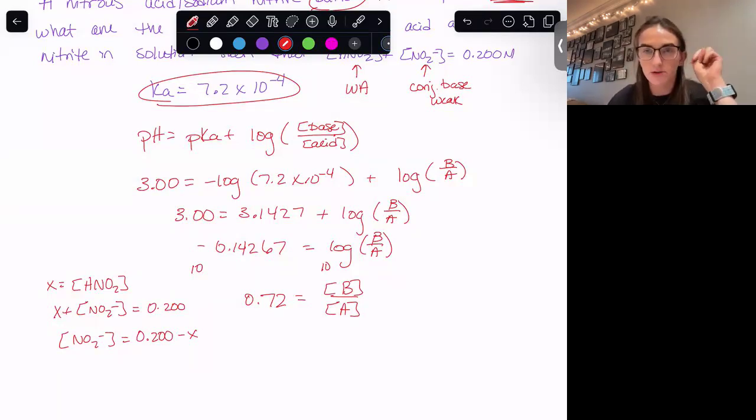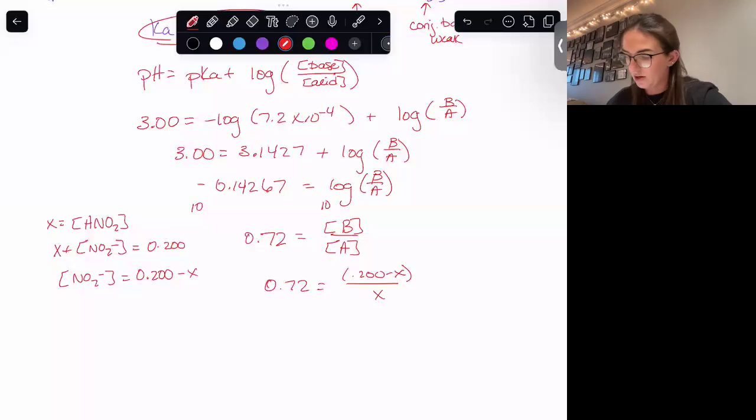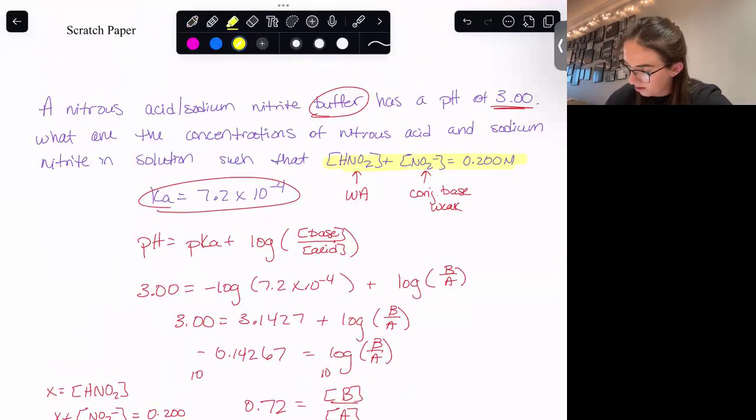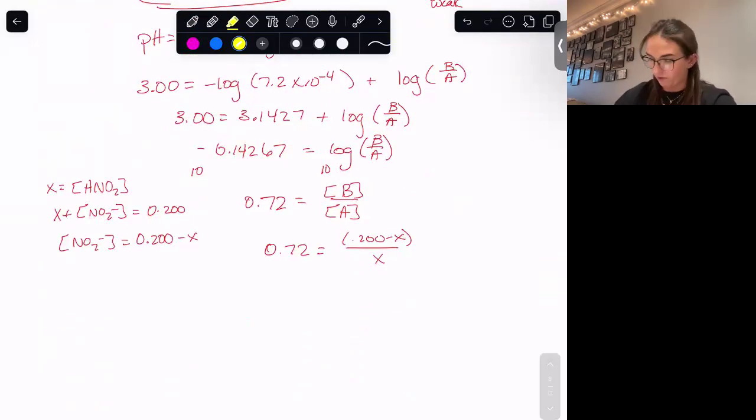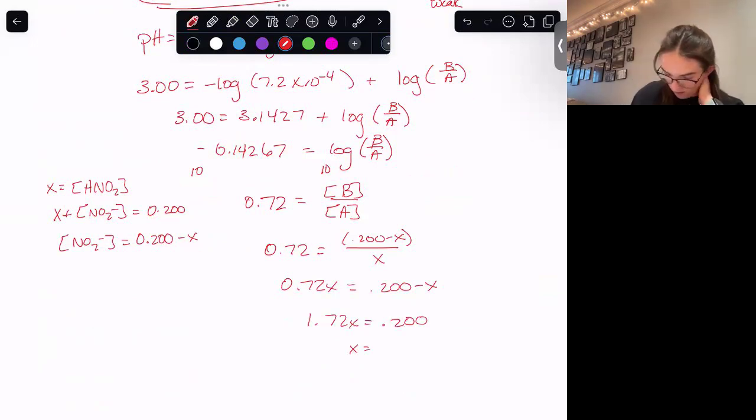So now, instead of having two variables, instead of calling it X and Y, you can plug this in where 0.72 is equal to 0.200 minus X over X. Does that make sense, how we can utilize that additional information given to us in our question to our advantage? Okay, so then it just becomes solving for X again. Just a little bit more algebra. So we got that X is equal to 0.116.